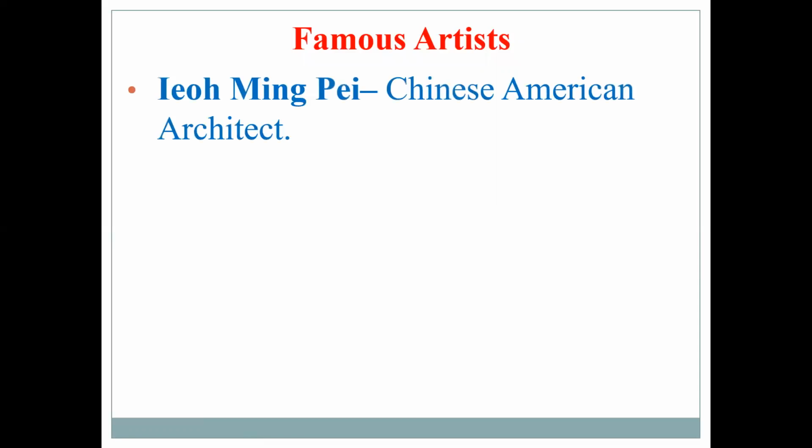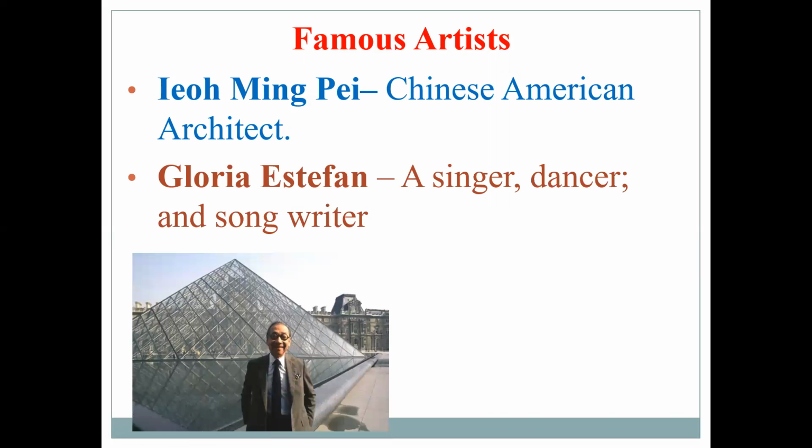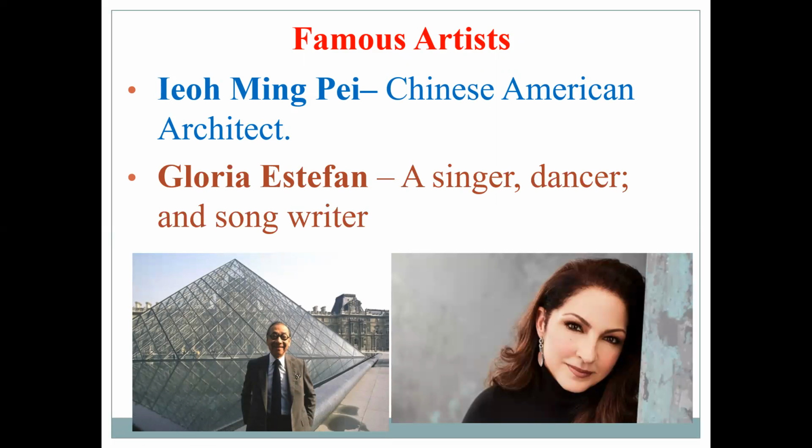Now we are going to look at the next slide, which talks about famous artists. Okay. Now, this famous artist is a Chinese American architect. His name is pronounced as Ming Pei. Okay. And Gloria Estefan, a singer, dancer, and a songwriter. Let's learn about these two famous artists in detail.